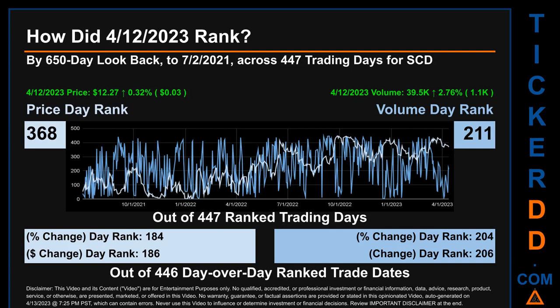The line graph overlays price and volume's daily ranking, as shown respectively in light versus dark blue, across those target days' trading days. In this view, essentially the dips are good whereas the spikes are bad. The price's day-over-day percentage change, jumping 0.32% on the 12th of April 2023, had a day rank of 184 while its dollar difference of 3 cents had a rank of 186 when compared day over day across 446 trading days. Volume's percentage change and difference were ranked respectively at 204 and 206.